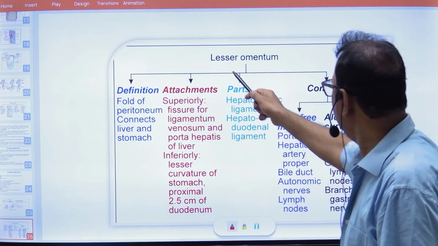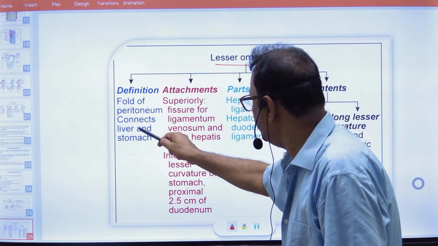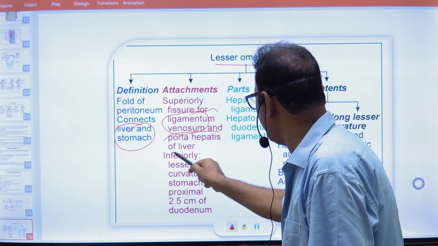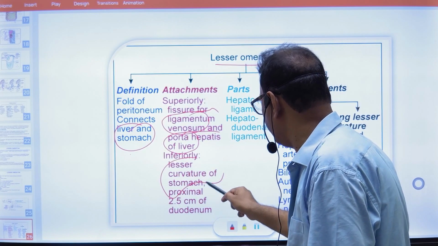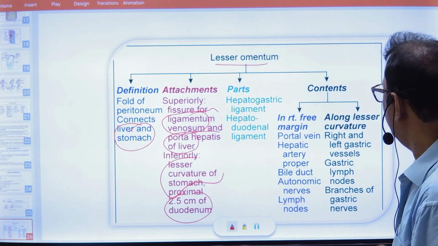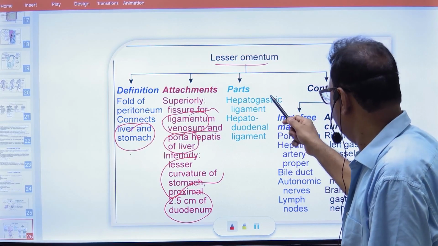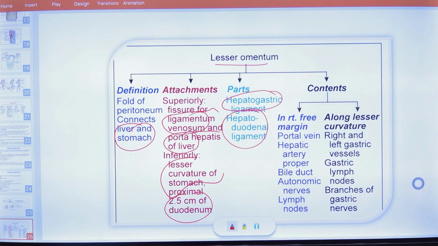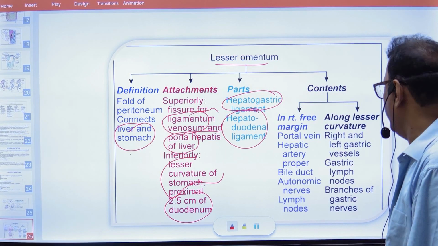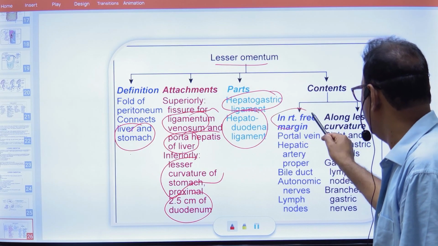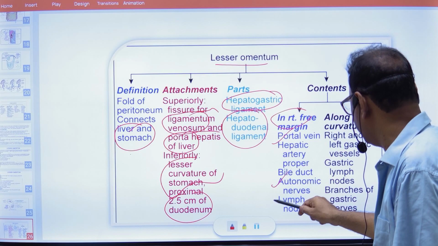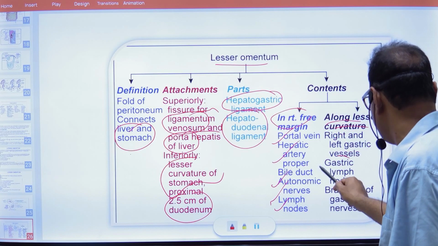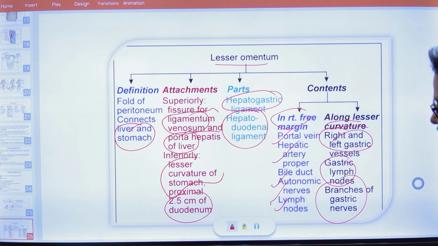So regarding the lesser omentum, it is the fold of peritoneum which connects the liver and the stomach, superiorly attached to the ligamentum venosum and the margin of the porta hepatis, inferiorly to the lesser curvature and the proximal 2.5 centimeter of the duodenum. The portion between the liver and the stomach is known as the hepatogastric ligament, and between the liver and the duodenum is known as the hepatoduodenal ligament. Its right free margin contains the portal vein, the hepatic artery proper, bile duct, autonomic nervous system, and the lymph nodes. Along the lesser curvature, we have the right and left gastric vessels, gastric lymph nodes, and branches of the gastric nerve.